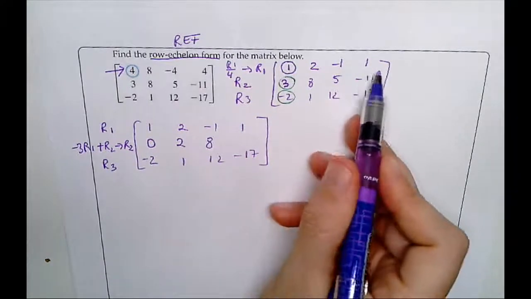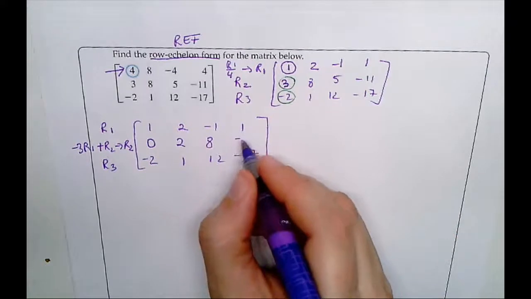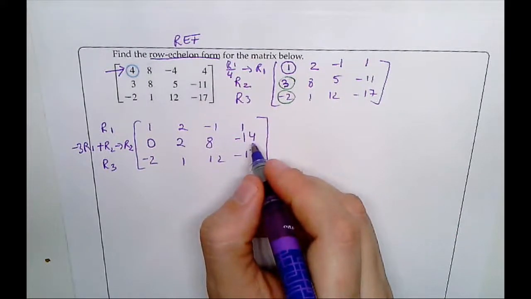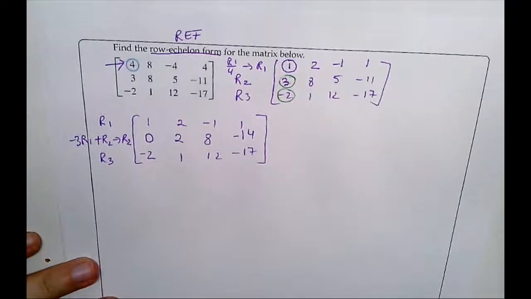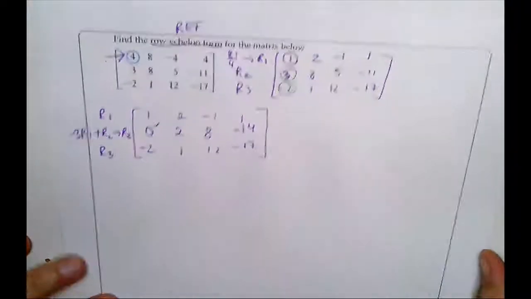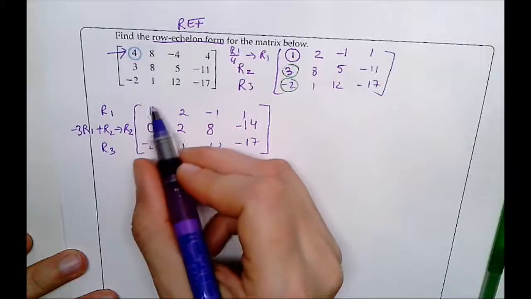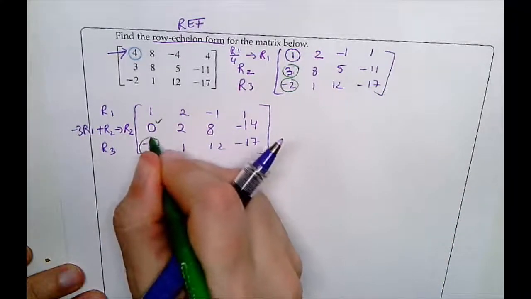Negative 3 minus 11 minus 14. Okay, so we made this a 0. That's good. But I need to have all entries below the leading entry 0. So now I'm going to work on making this a 0.